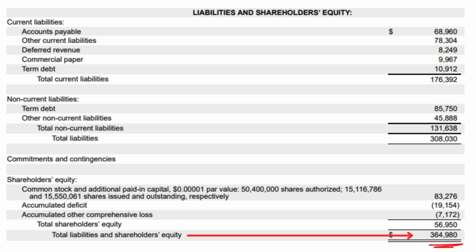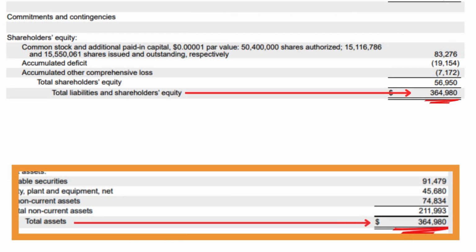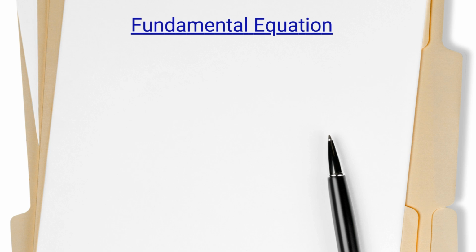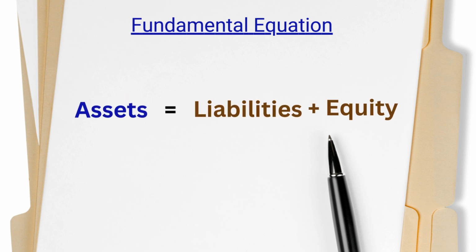Note that this amount is the same as the total asset value we saw earlier. Why is that? Because the fundamental equation in business numbers is that assets equal the sum total of liabilities and equity. See our balance sheet video for more on this.